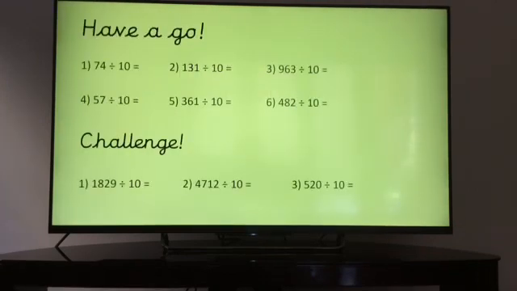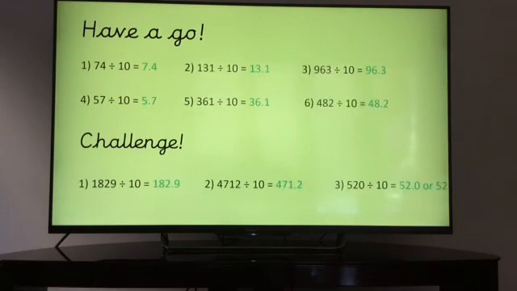Now it's your turn. Have a look at these questions. Pause the video and answer as many as you can. At the bottom there are 3 challenge questions. These are slightly harder, but follow the same method and have a go. How did you get on? Here are the answers in green. Great work everyone so far.